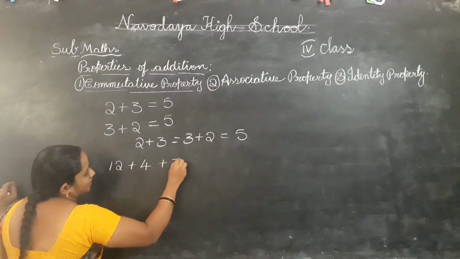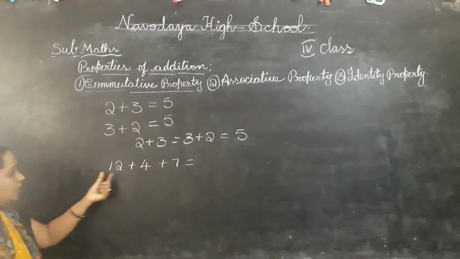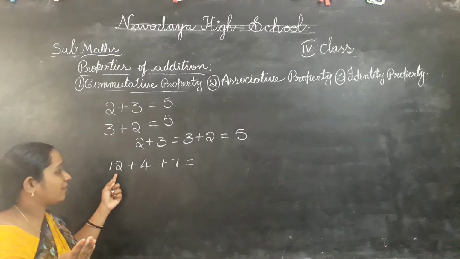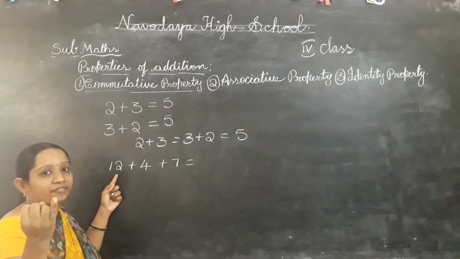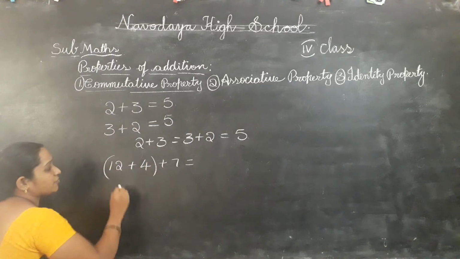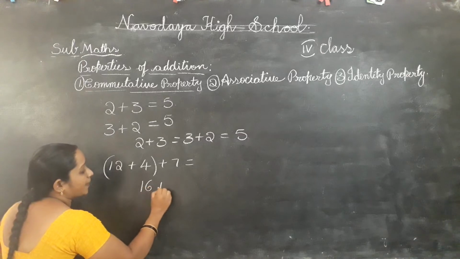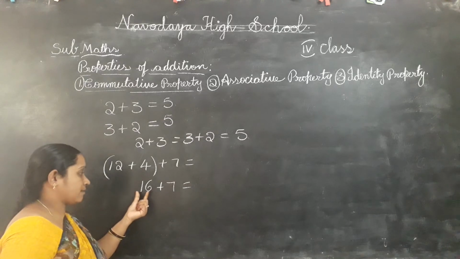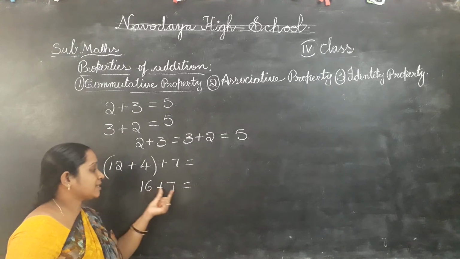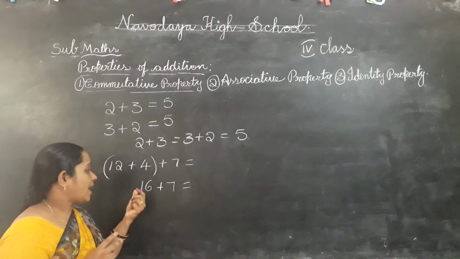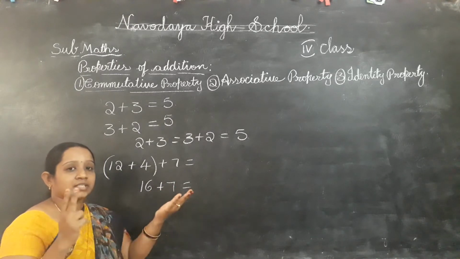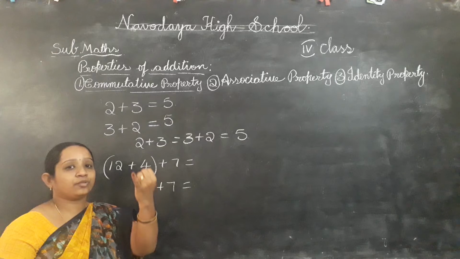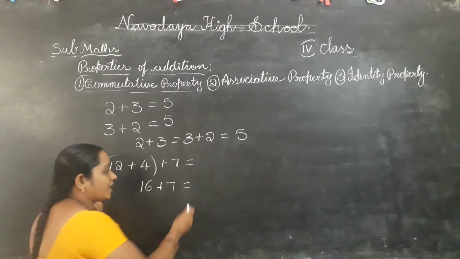12 plus 4 plus 7. How much? 12 plus 4. Take 4 fingers. 12 after 13, 14, 15, 16. So here 12 plus 4 how much? 16. Plus another number is there, 7. Sorry, 16 plus 7. Take 7 fingers, count 16 after: 17, 18, 19, 20, 21, 22, 23. 16 plus 7 how much?